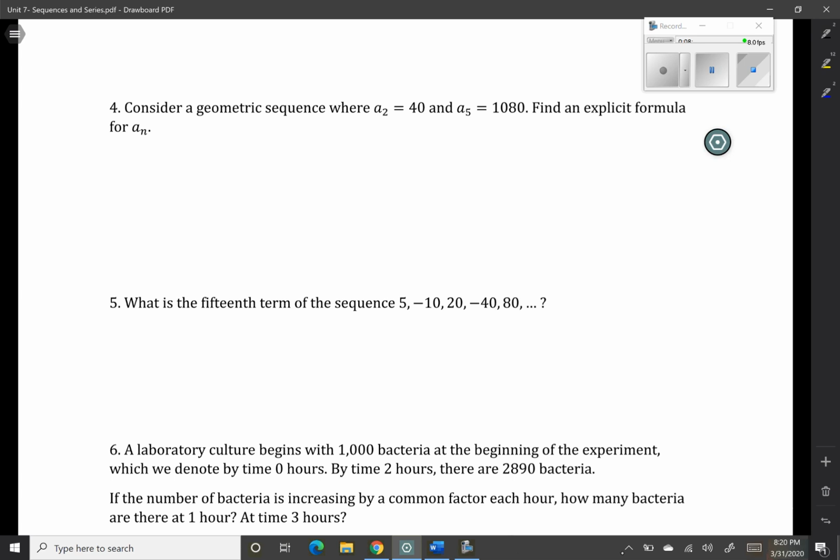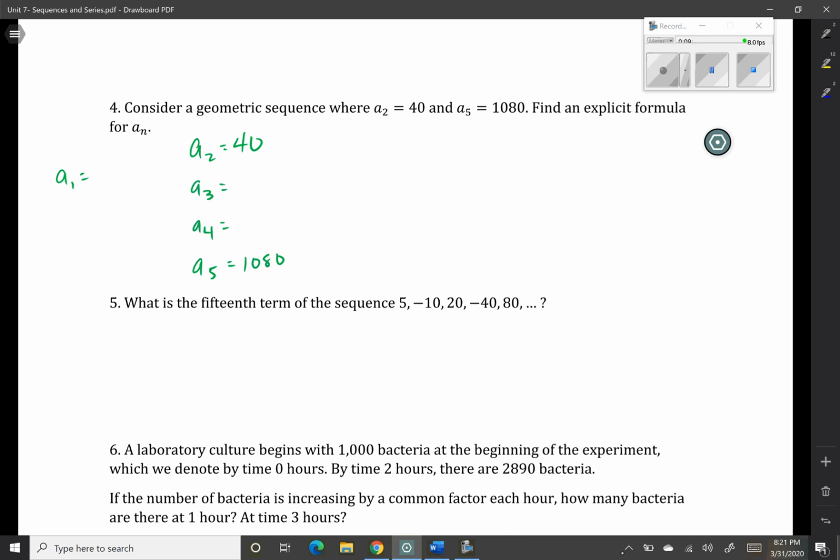So here's number 4. It says, consider the geometric sequence with a sub 2 value of 40. So we know the second term of the sequence is 40. And an a sub 5 value of 1080. So that means I don't know a sub 3. I don't know a sub 4. But I do know a sub 5 is 1080. I also don't know a sub 1.